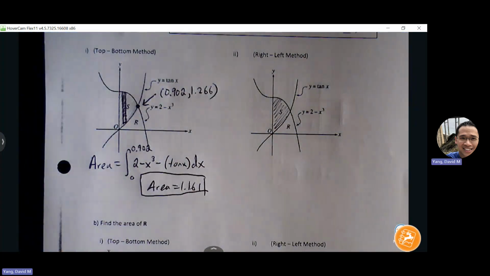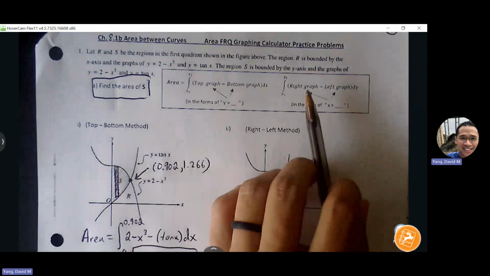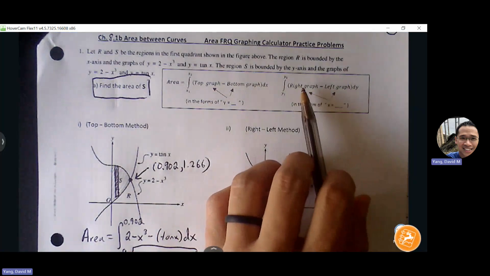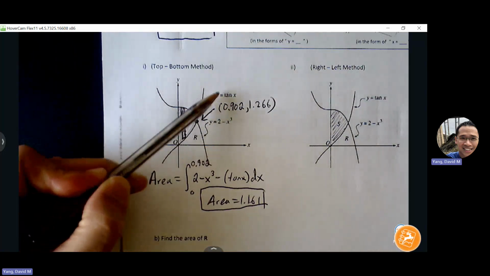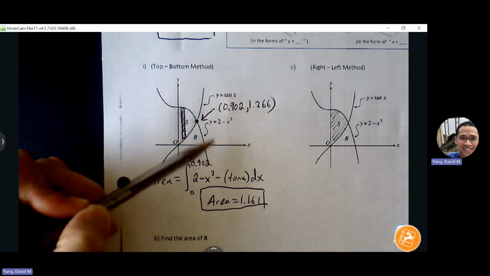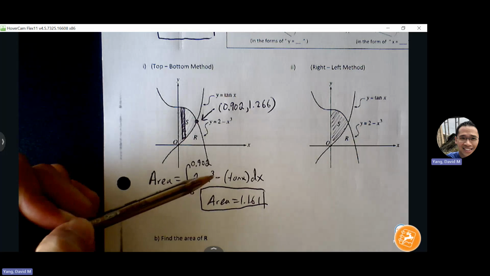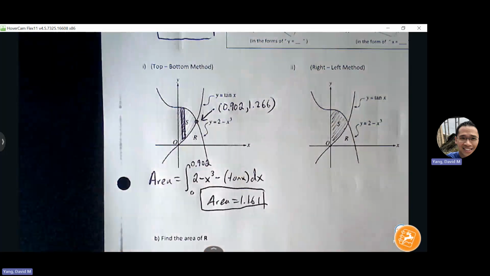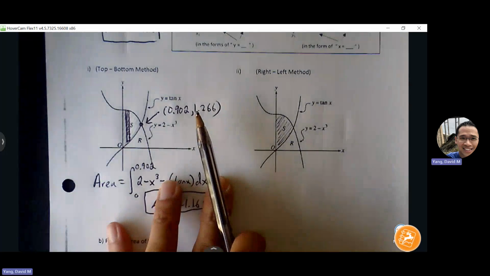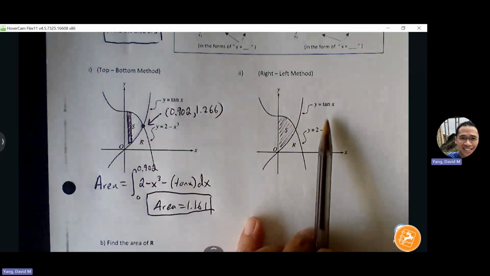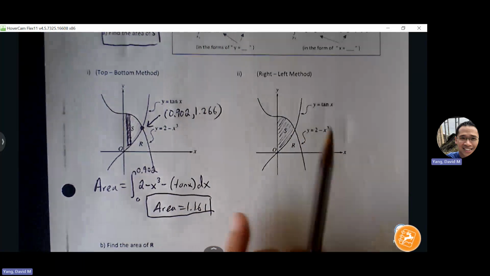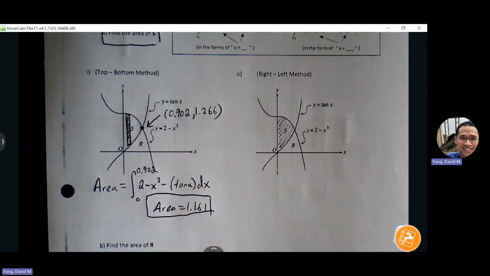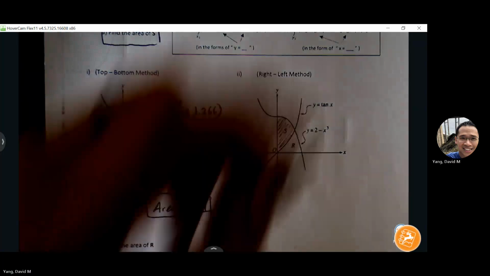Now, if I want to do right minus left, everything has to change. My bounds have to change. My equations have to be in the proper form. Notice that this is all y equals, right? So if I have y equals and x is on the right side, this is perfect for top minus bottom. Okay. But if I want to do right minus left, then I have to get my equation in terms of y. So a good way to see it is if you can get your equation to look like x equals, and all the y's are grouped together on the other side.